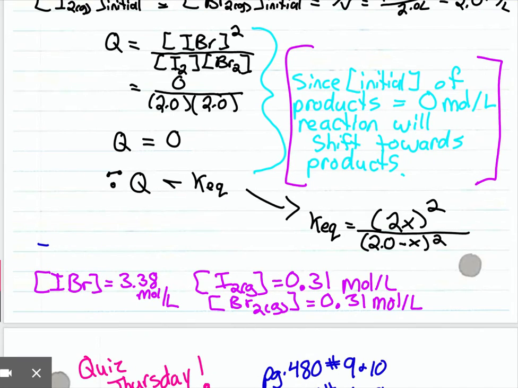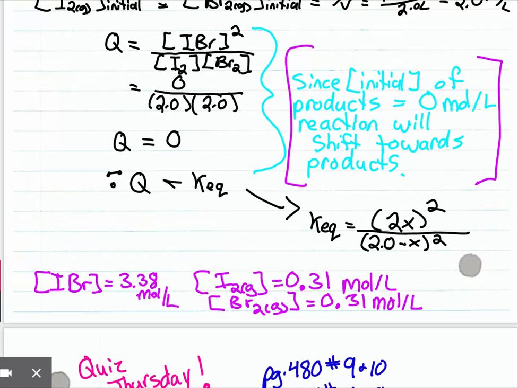So what you need to do now is you're going to do an ice table showing that the change is a negative X for your reactants and a positive X for your product. Take your concentrations at equilibrium from your ice table and sub them into the equilibrium expression, which you're going to do properly by writing out the formula first, and then subbing in the values. And if you sub in the values and simplify, it's going to look like this right here on my screen.